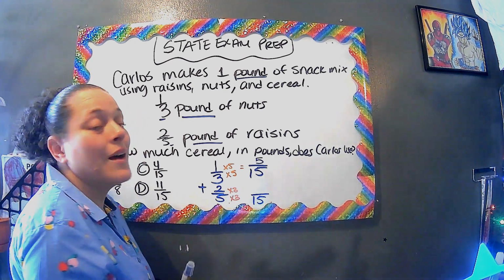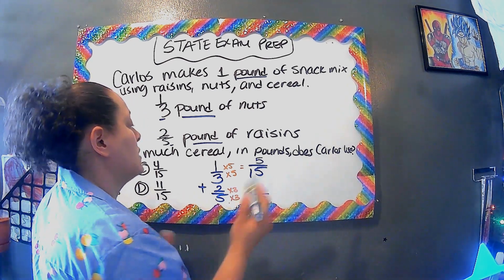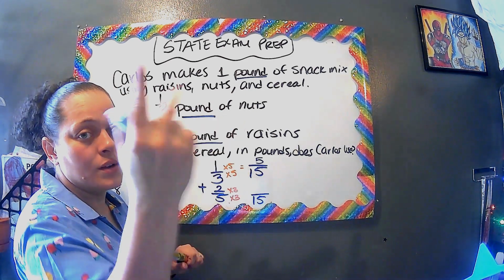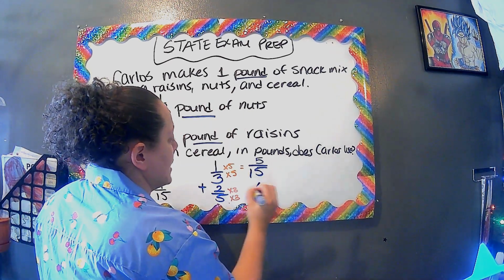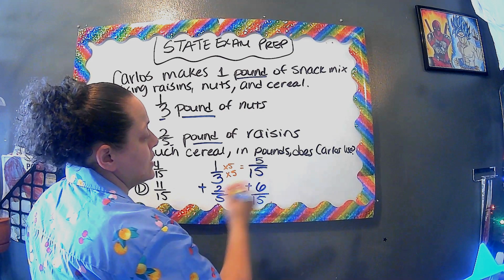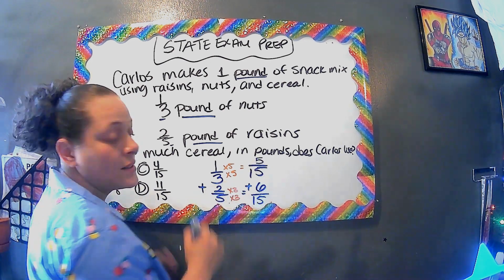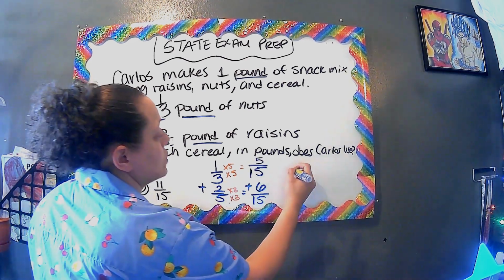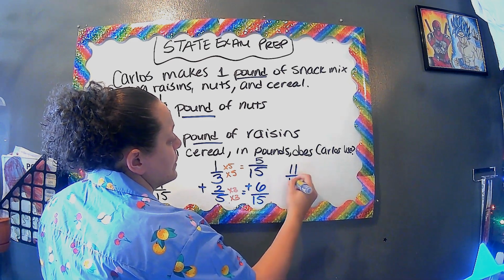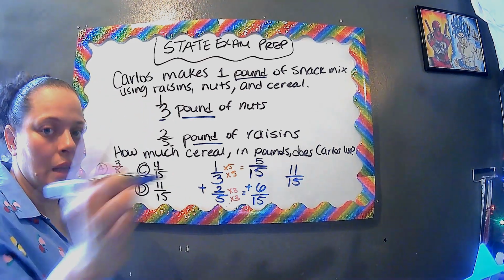Alright? So now we have 2 times 3, which is 6. Right? 2, 4, 6. So now we have that. So we're going to add 5 plus 6 equals 11 over 15. Are we done? Not at all.